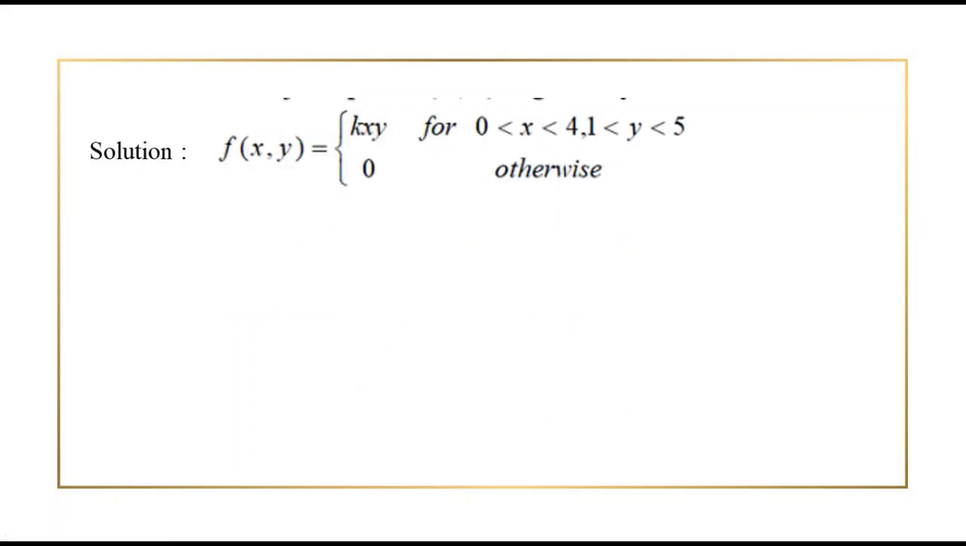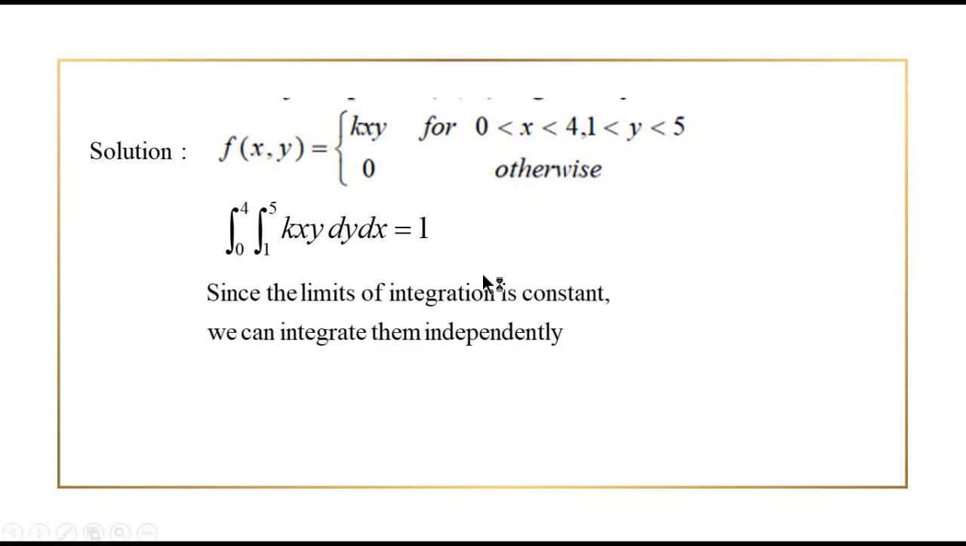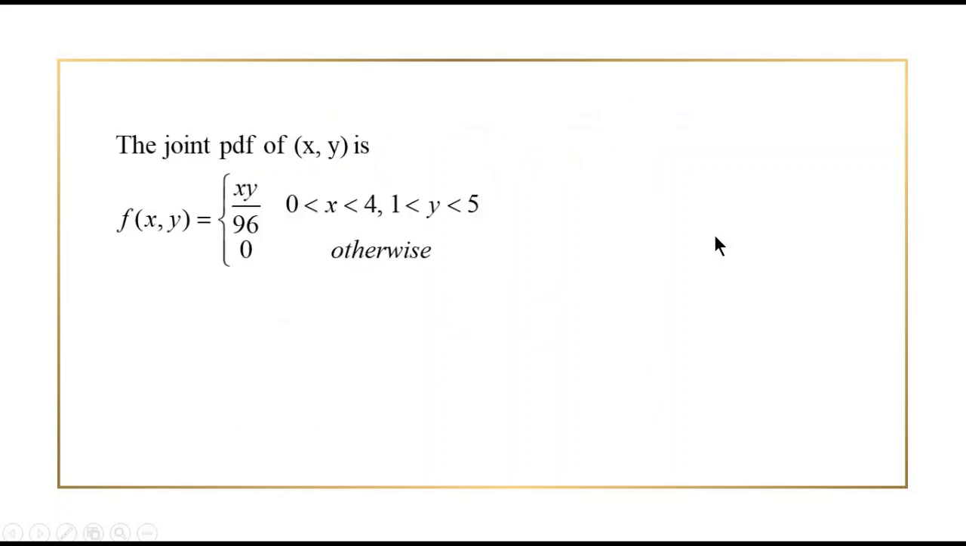Now let us find out the value of k. We know that overall integration is 1, so integrate using these limits. Since the limits are constant, we can integrate them independently and find the value of k as 1 by 96. Put the value of k in this function, so we get xy by 96. So this is our joint PDF. Now let us proceed by finding the marginal density function of x and y.